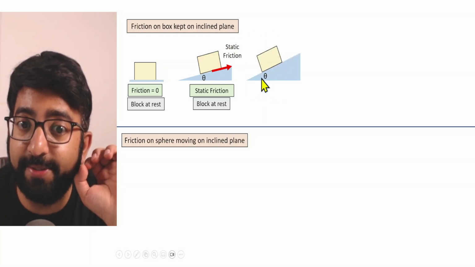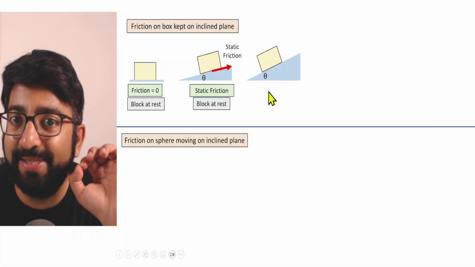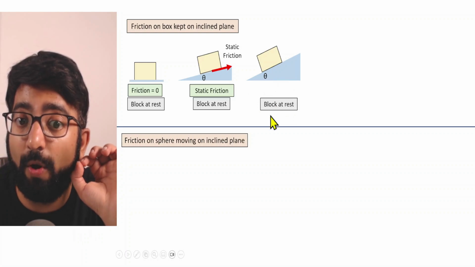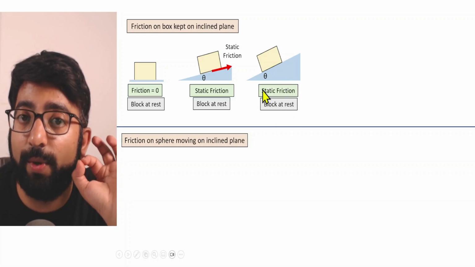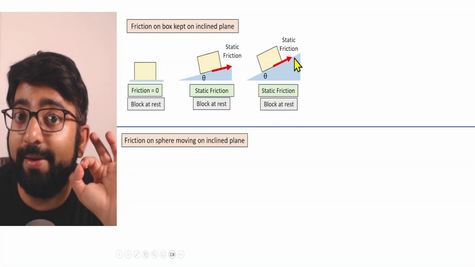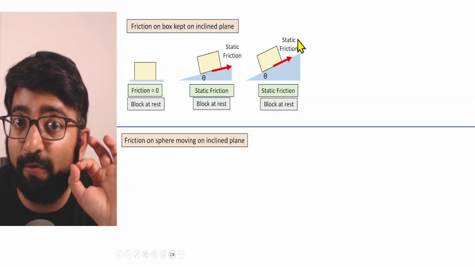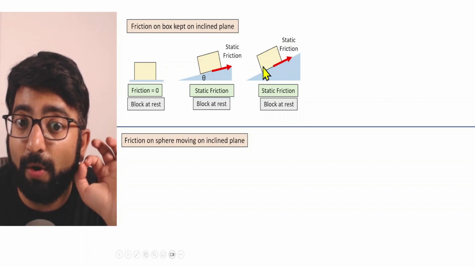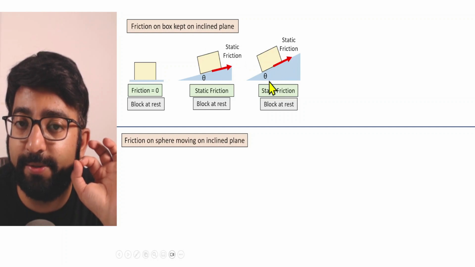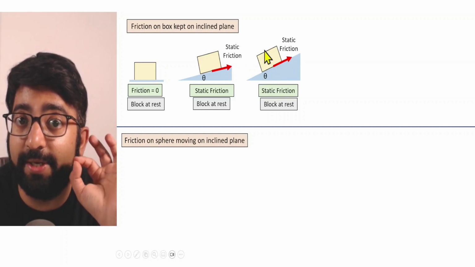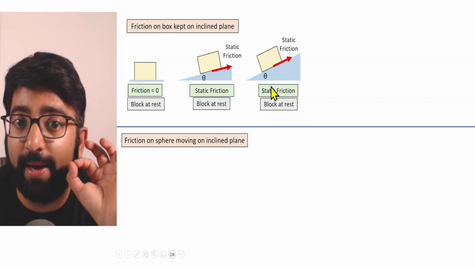So in case 3, let's say we have increased the angle of incline, but still, let's say the box is not moving, block is at rest. That is why friction will be static. Direction is up the incline and magnitude now in this case will be greater than in case 2 because the angle of incline has been increased. So the magnitude of static friction keeps on increasing depending on the angle theta.